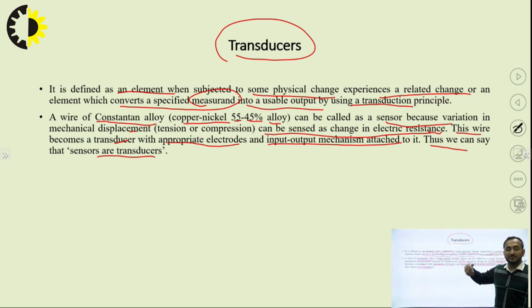A sensor can be said to be a transducer if with the help of that change we can get some appropriate output. Then we can say that that sensor is a transducer. So this is the definition of the transducer. Now let us proceed.